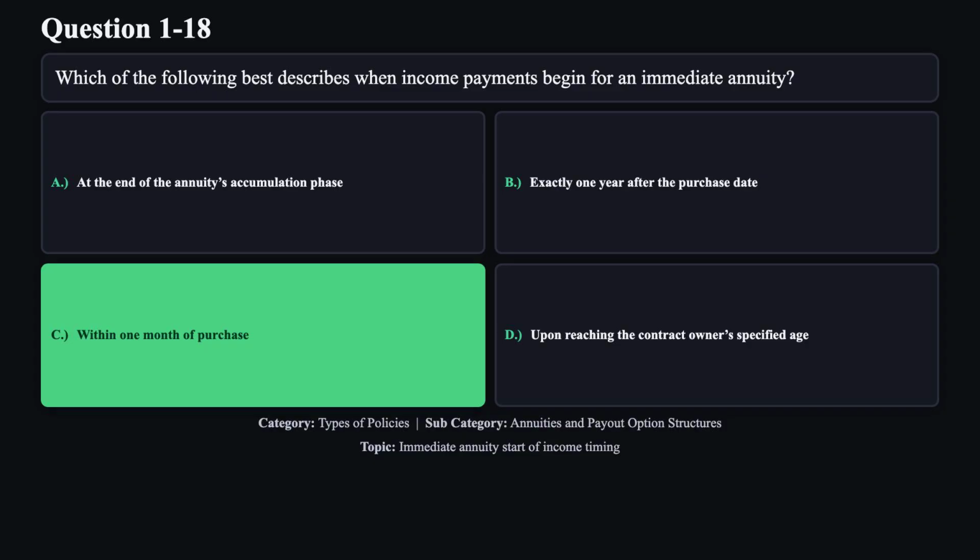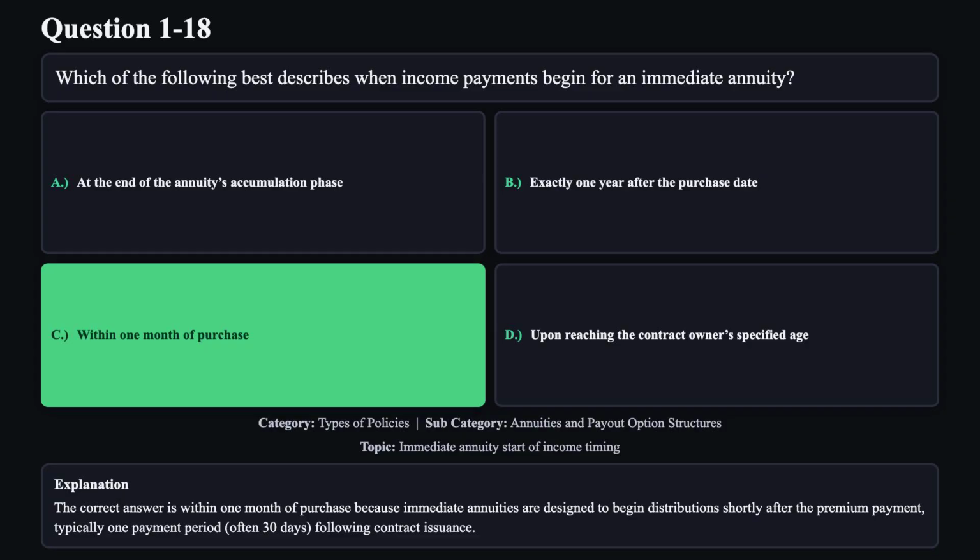The correct answer is C. The correct answer is within 1 month of purchase because immediate annuities are designed to begin distributions shortly after the premium payment, typically one payment period, often 30 days, following contract issuance.